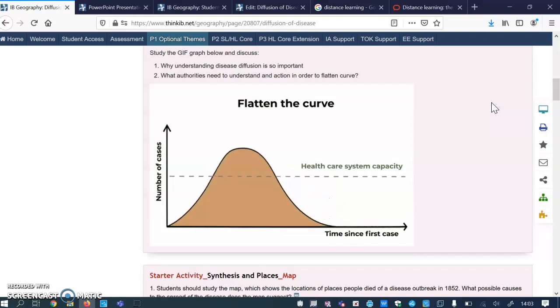And without the management and without the action of authorities, we're likely to see that very rapid growth in a disease spreading across a population and exceeding the capacity of a healthcare system. And right now, this is what we're desperately trying to achieve, trying to flatten out this curve in the current situation.